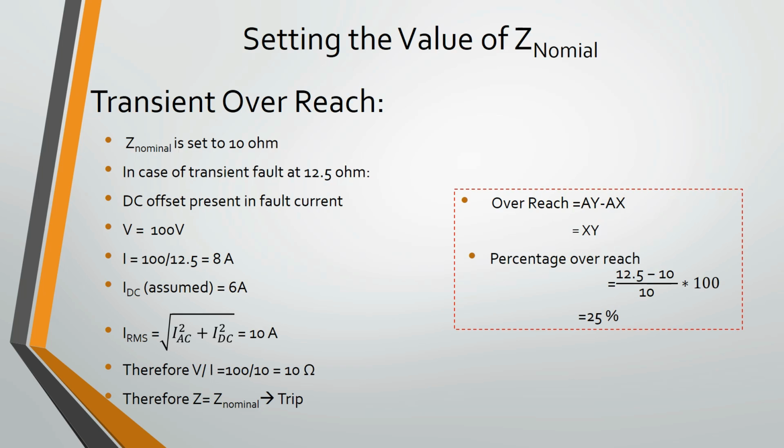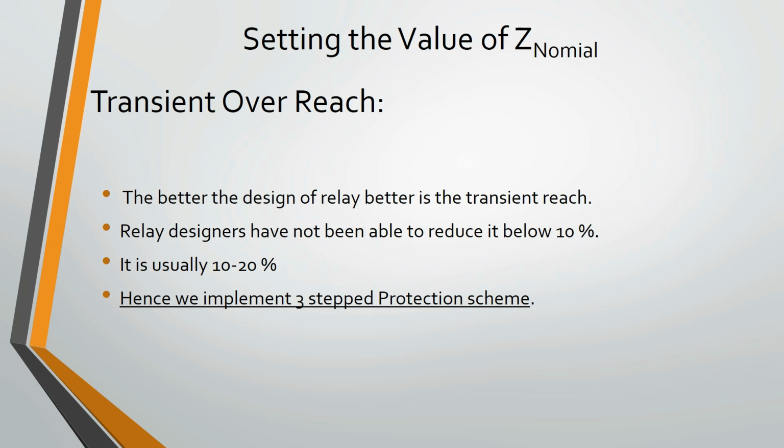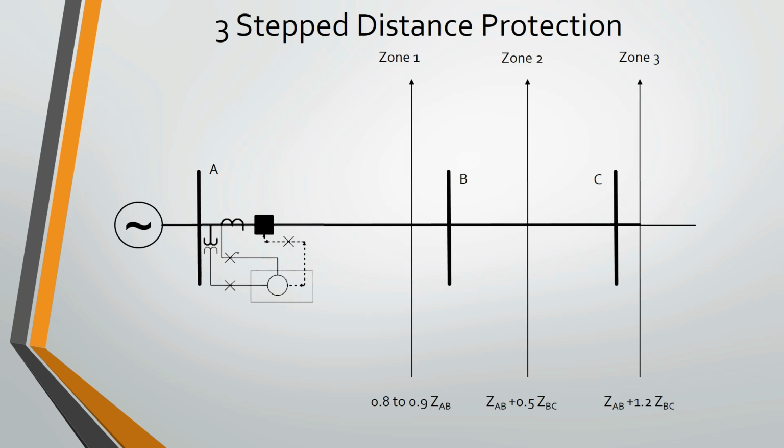The better the design of the relay, the better is the transient reach. Relay designers have not been able to reduce it below 10%. It is usually 10 to 20%. Hence we implement a 3-step protection scheme. Now consider the setup for 3-step distance protection. The line under protection is line AB between bus bar A and B. The protection scheme for line AB is given by relay A just adjoining bus bar A.